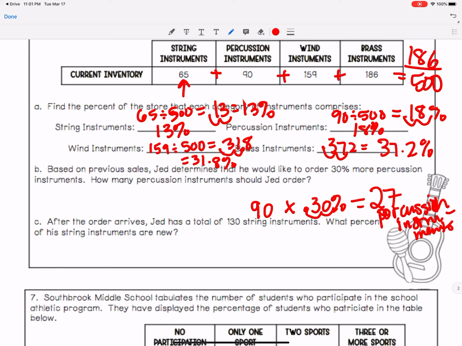Okay, part C. After the order arrives, Jed has a total of 130 string instruments. What percent of his string instruments are new? Okay, so he has 130 string instruments. Well, how many would be old? We've got to figure that out first. String instruments, there were 65. So let's subtract 65 to see how many of them are new. 130 minus 65 gives us 65. And 65 out of 500, we've already done that math and we determined that it's 13%.